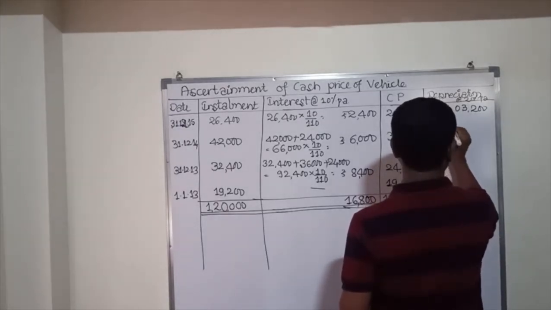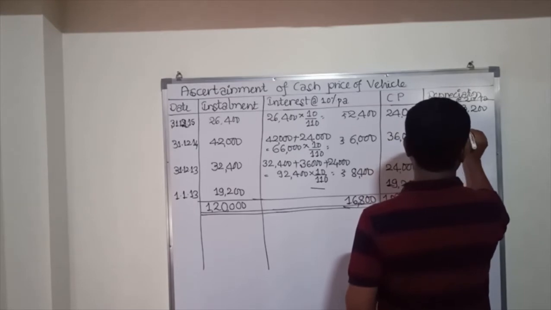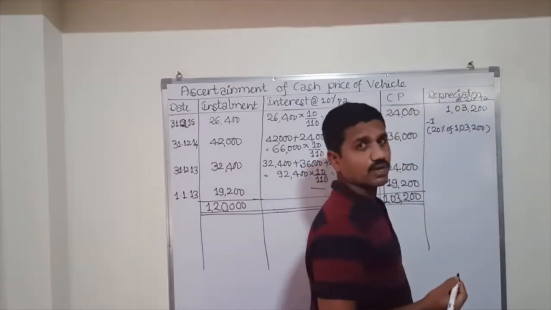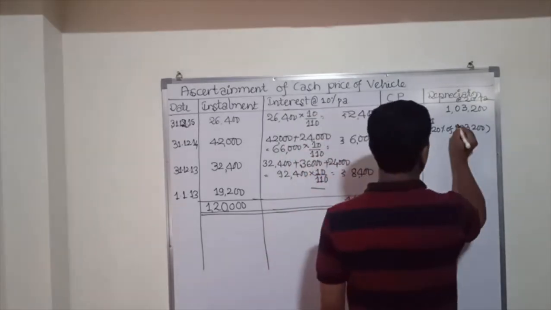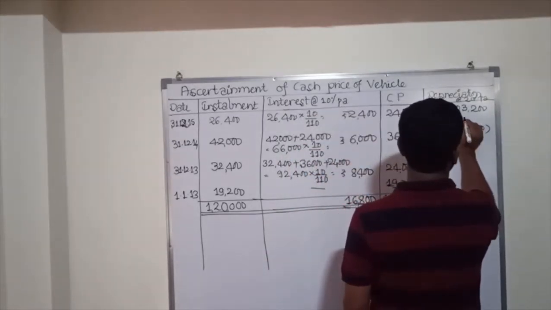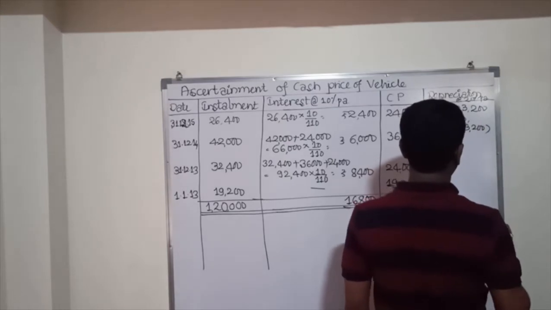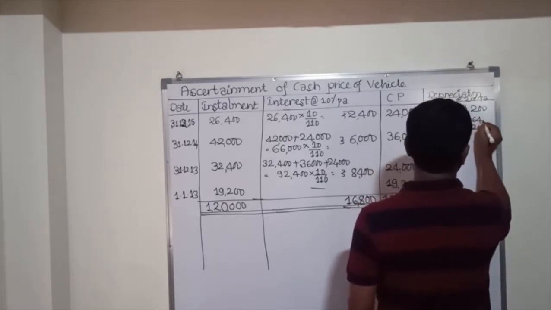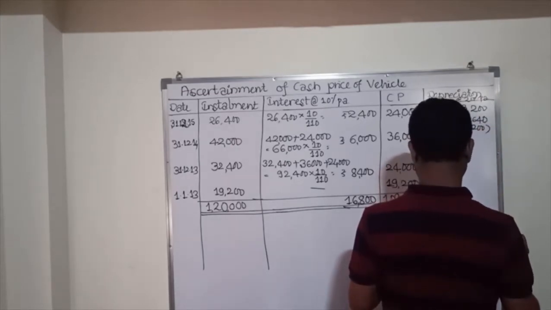So 20% of 1,03,200. 20% is nothing but 1/5. So 5 2s are 10, 5 0s are 0, 5 6s are 30, 5 4s are 20, so 20,640 rupees is the depreciation.